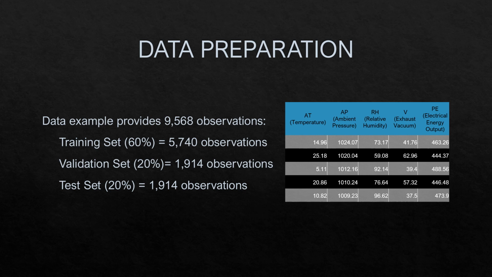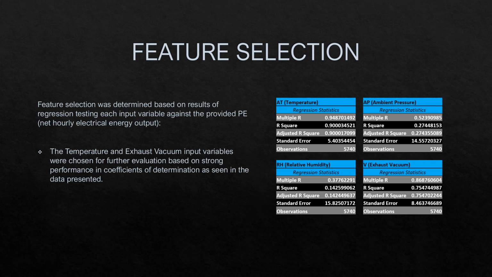For the data preparation, you can see the breakdown here: the training set at 60%, the validation set at 20%, and 20% also allocated for the test set. And here's an example to the right that you can see of how it was broken down. For the feature selection, it was determined based on results of regression testing each input variable against the provided PE. The temperature and exhaust vacuum input variables were chosen for further evaluation based on strong performance in coefficients of determination, as seen in the data presented here to your right. And you can look at the multiple R and R square values to see why we chose these two.